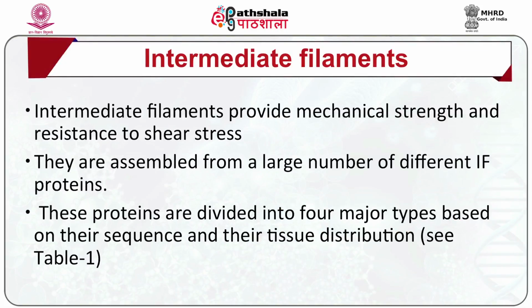The intermediate filaments. These filaments are only present in cells that display a multicellular organization. Interestingly, there are a large number of different IF proteins, and not all cells contain the same type of IF protein. In fact, some cells contain no IF whatsoever. These proteins are divided into 4 major types based on their sequence and their tissue distribution.